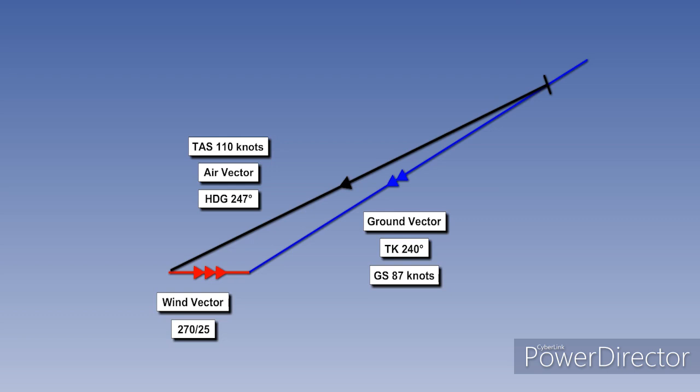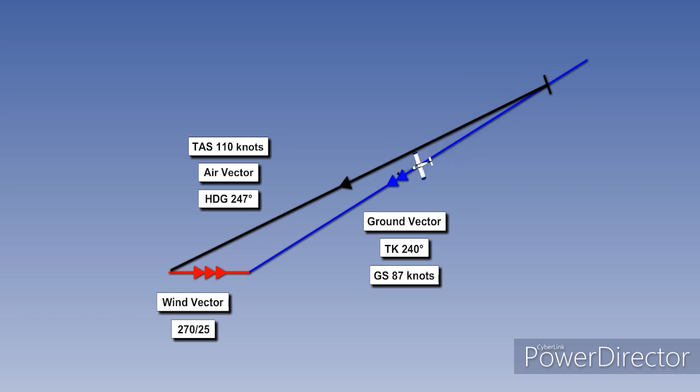In our case, this is 87 knots. So our problem is solved. To make good a track of 240 degrees true, with a prevailing wind from 270 degrees true at 25 knots, an aircraft flying at a true airspeed of 110 knots will need to fly a heading of 247 degrees true, and will achieve a ground speed along track of 87 knots.